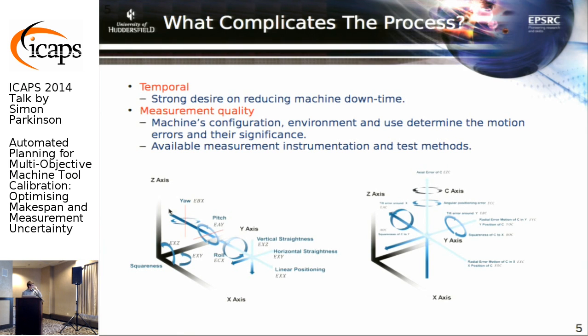At the bottom there, I'm showing the geometric errors of a linear axis and a rotary axis of a machine tool. Typically a machine tool will have three or five axes, 3 linear or 3 linear plus 2 rotary. All the error components of each axis get measured individually.